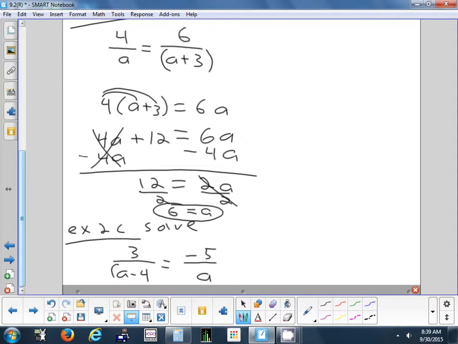Just going to have to remember when you distribute here, you're going to have that negative 5 times a. But then what about when you do negative 5 times negative 4? That becomes a positive 20. Don't get tricked by that. Okay? And then the other one would just be 3 times a. Just 3a.